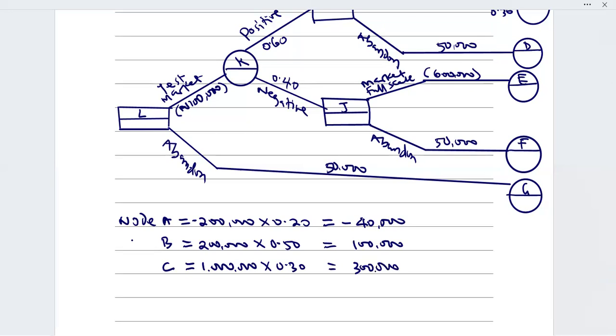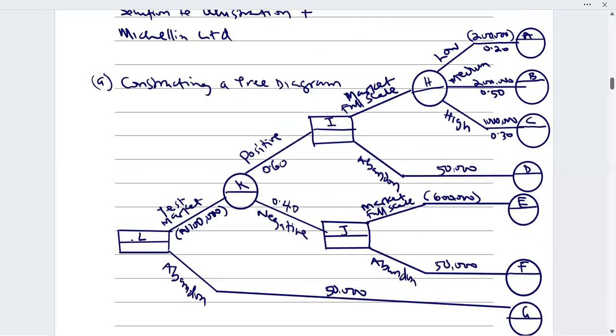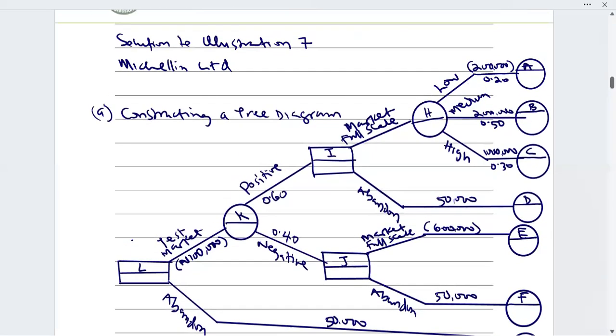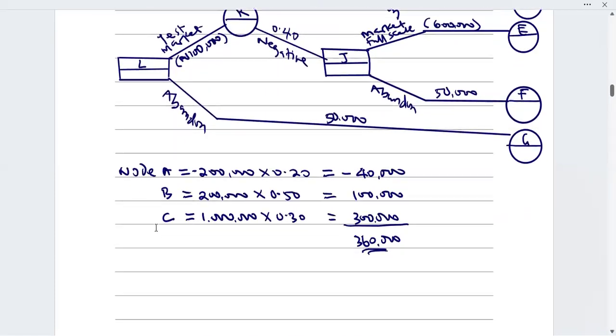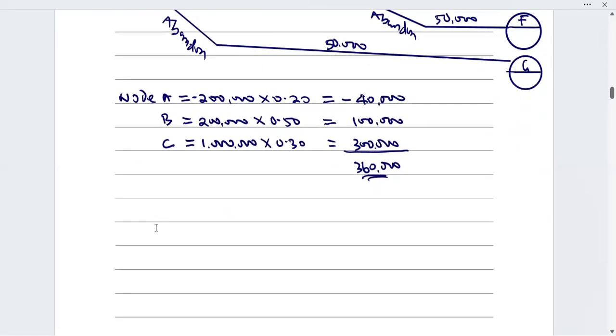So when you add it up, that will produce 360,000. So this 360,000 will be for node H. You will see that node H is coming from node A, B, and C. Therefore, I can then say node H.